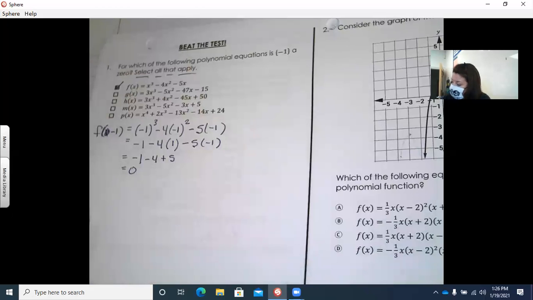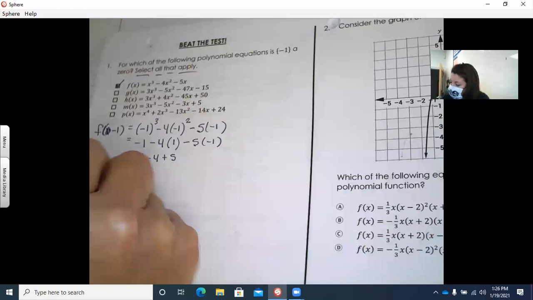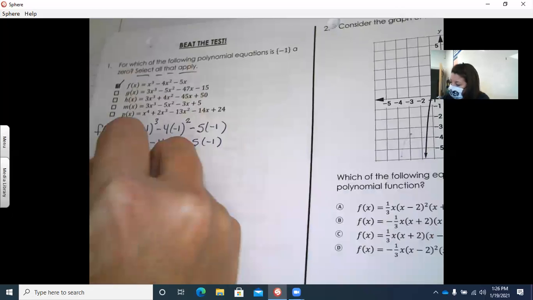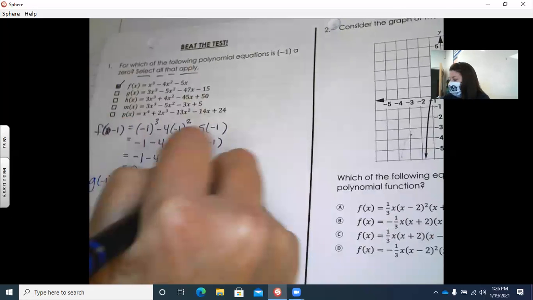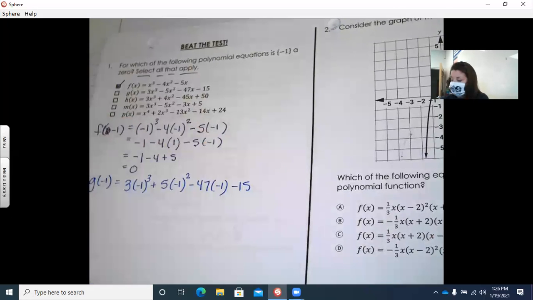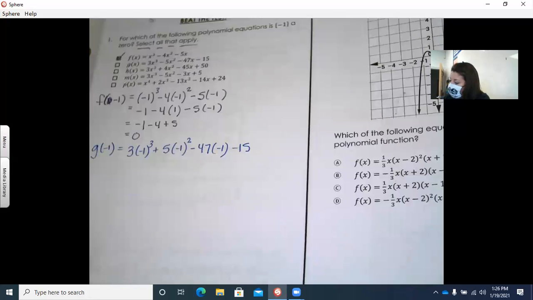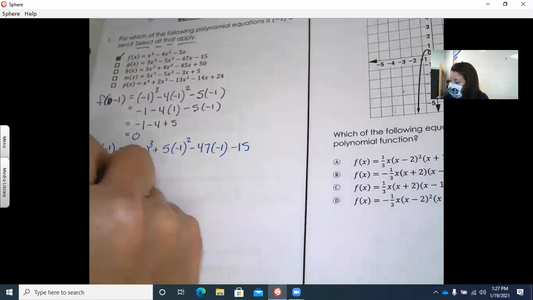So now let me do function g. So I'm going to find g of -1. So that's 3 times -1 quantity cubed plus 5 times -1 quantity squared minus 47 times -1 minus 15. There's nothing inside parentheses to simplify, so I'm going to go on to exponents. So 3 times, what's -1 quantity cubed?